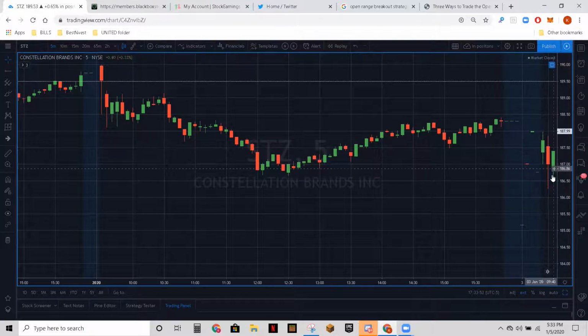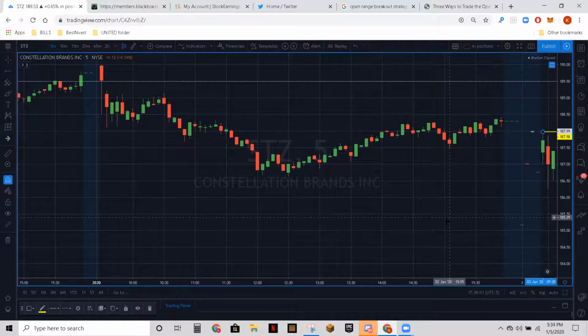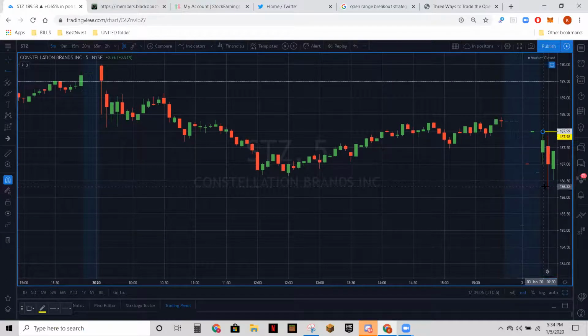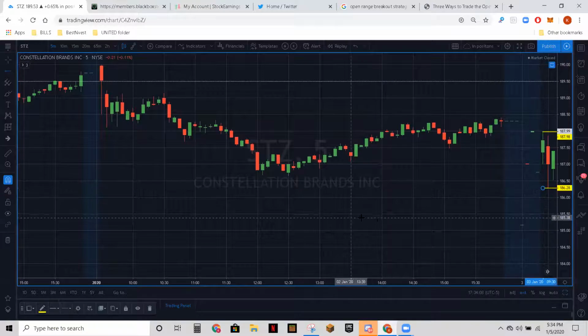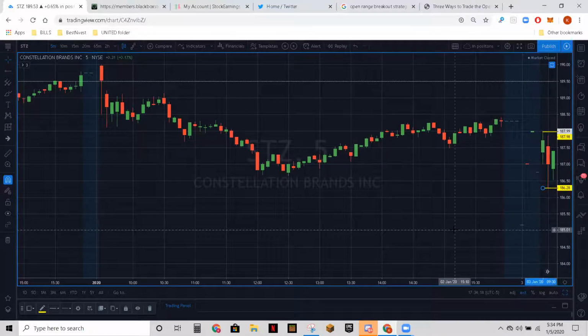Once these 15-minute levels are drawn, I will go ahead and mark the high that it's gotten, which is right here. That's the high. And then I will mark the low, which is way down here. That's the highest and lowest point within these 15-minute candles. So there you have it.